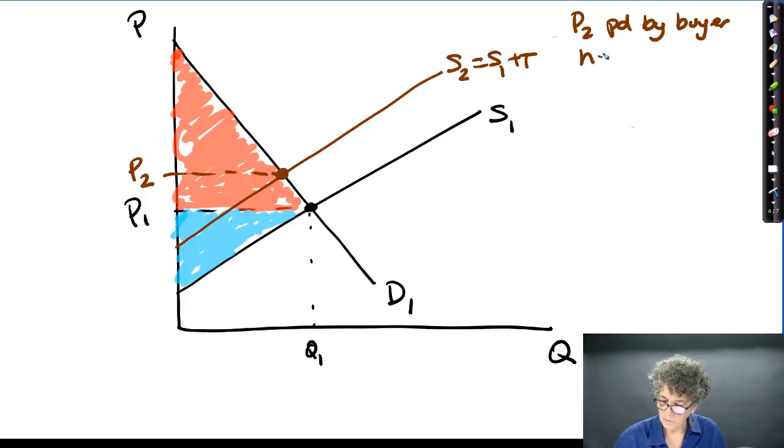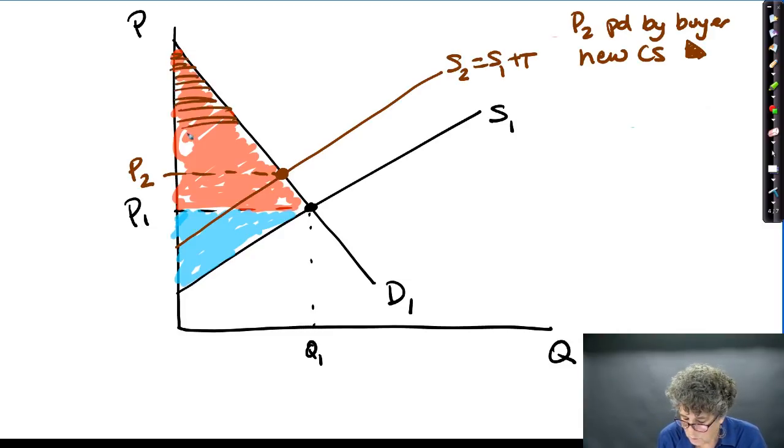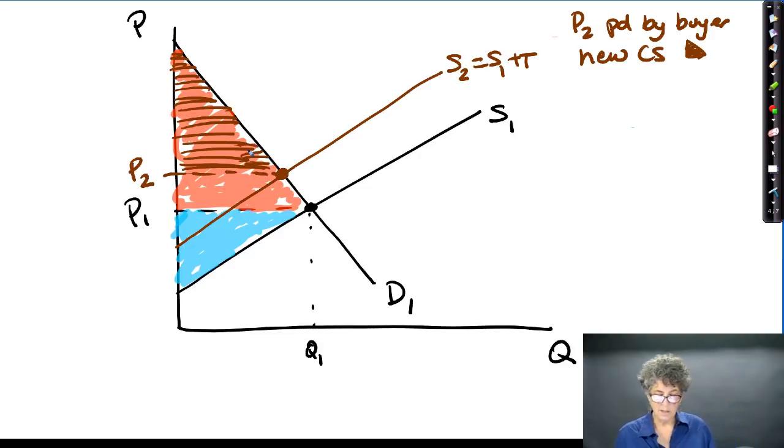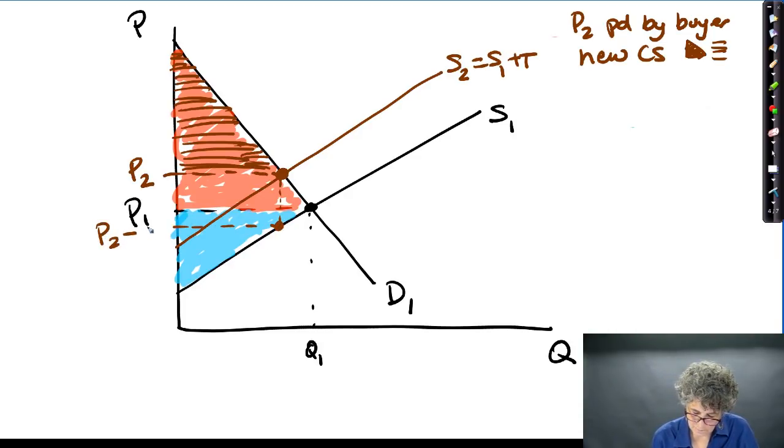And the new consumer surplus is going to be the area of a triangle that I'm going to shade in this brown, and it's the area below that demand curve, which hasn't shifted, and above the new price. So here's my new consumer surplus, that area that I shaded with the hatch marks, above the price and below the demand curve. The sellers get to retain a price P2 minus T.